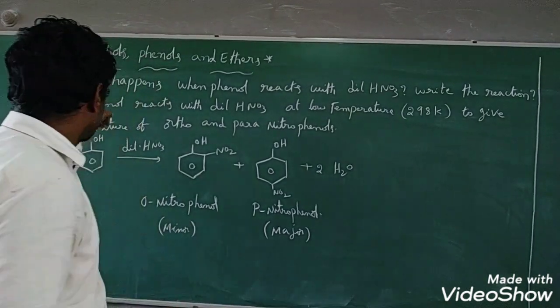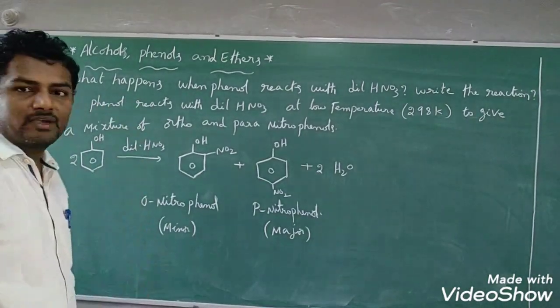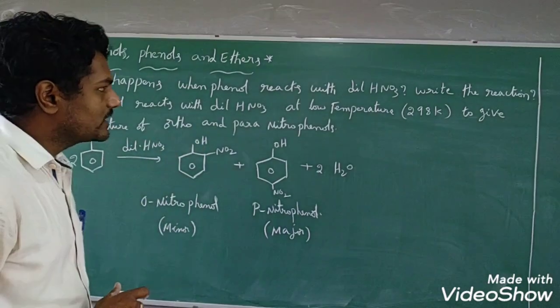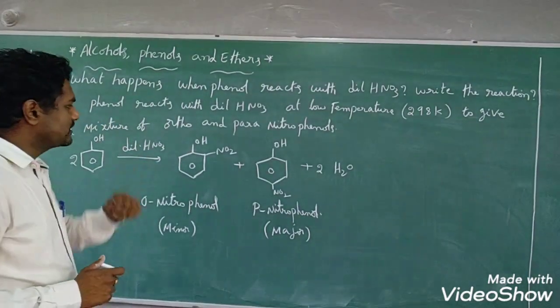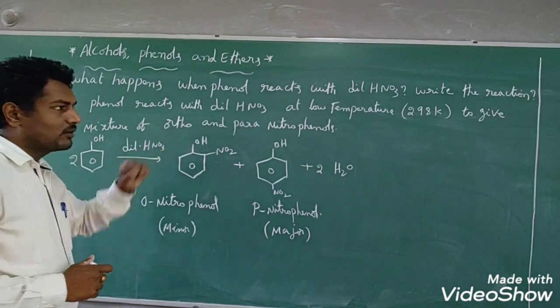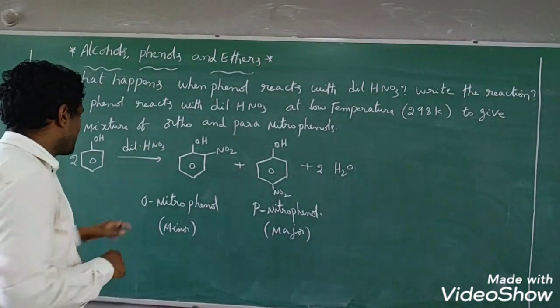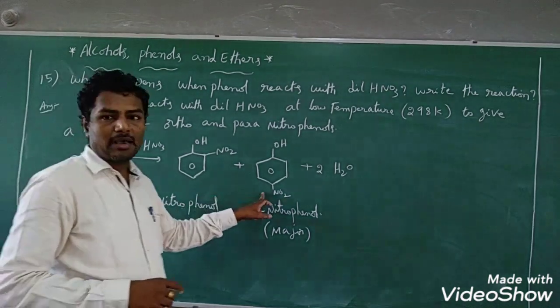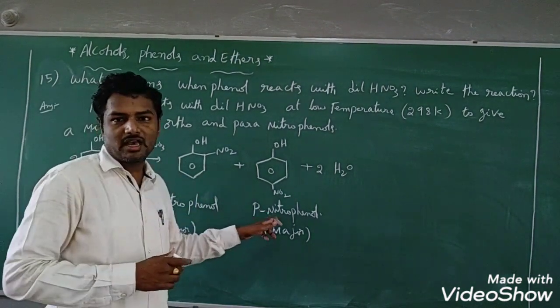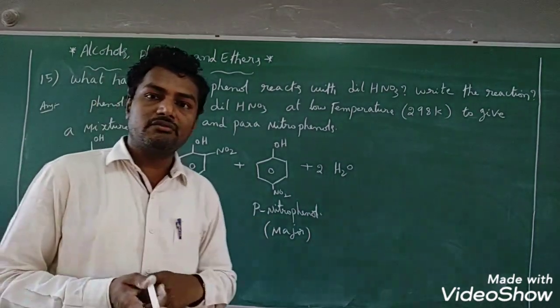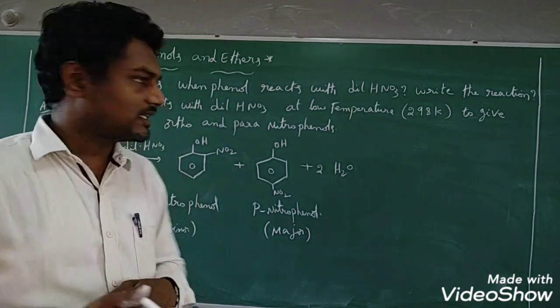Let us see, students, the next important question. What happens when phenol reacts with dilute HNO3? Write the reaction. That means phenol reacts with dilute HNO3 at low temperature. It gives a mixture of orthonitrophenol and paranitrophenol. With dilute HNO3, this situation will happen. If concentrated HNO3 is used, what will happen? We will also see that.